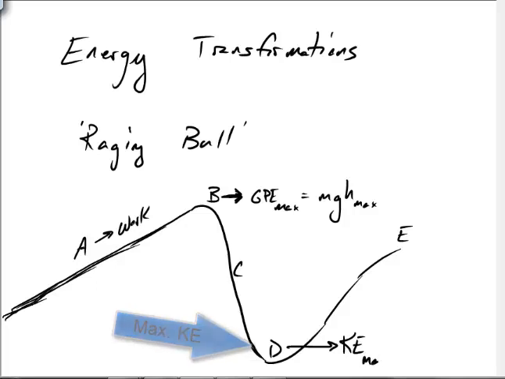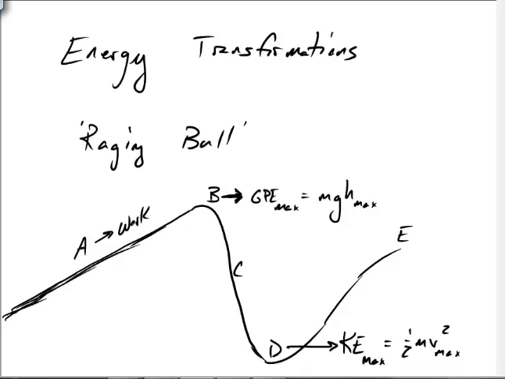Why do you say that? Well, it's going fastest because it's lost the maximum amount of gravitational potential energy. Oh, yeah. So whatever the gravitational potential was at the top has now turned into kinetic. So we have no height, and we have lots of speed. Correct. So a maximum kinetic energy at that point.